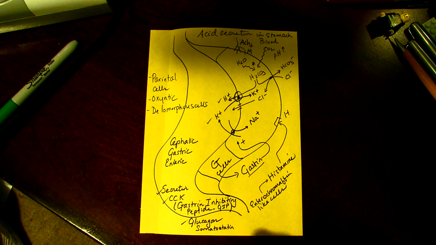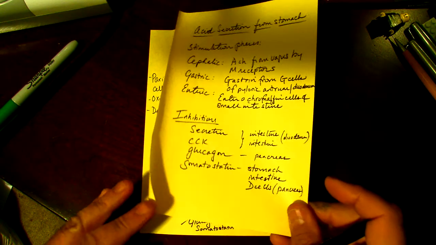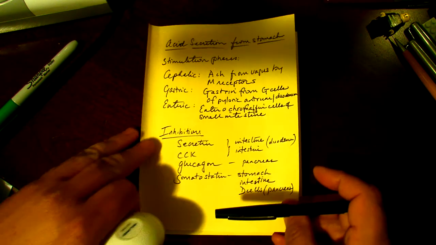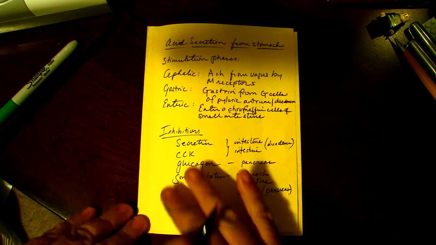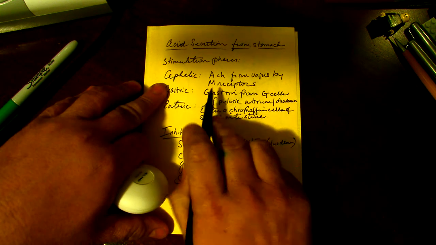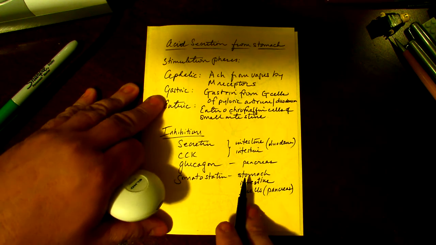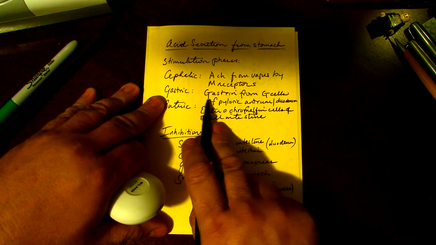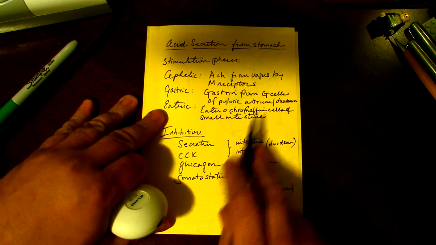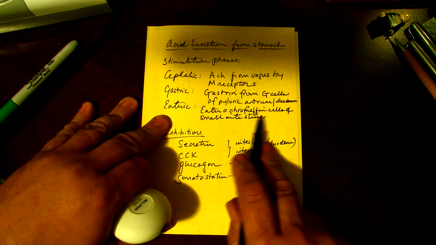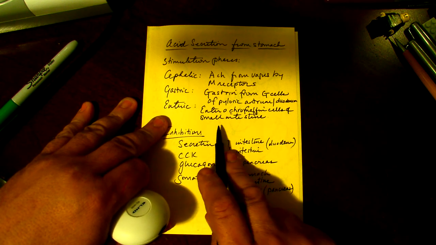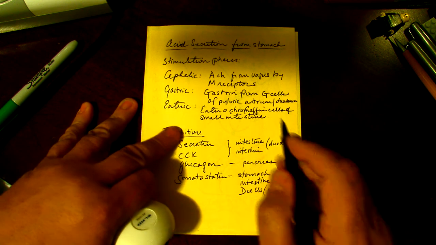So in summary, we basically have acid secretion caused by production of hydrogen ion by the parietal cells. The way to stimulate acid secretion is by the so-called cephalic phase by way of ACh secretion from the vagus, the gastric phase by way of gastrin secretion from G cells, and the enteric phase, the secretion of histamine from the enterochromaffin cells. Okay?